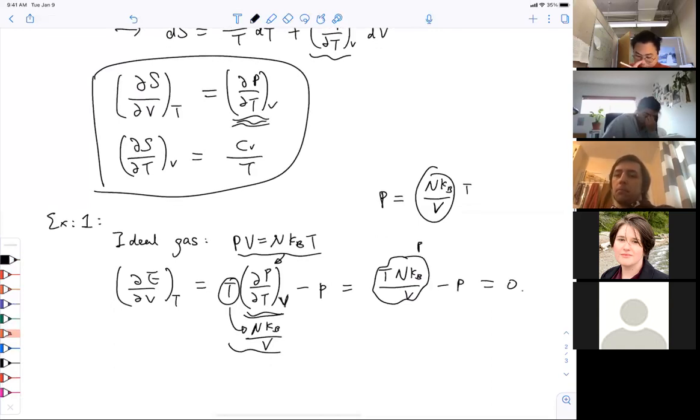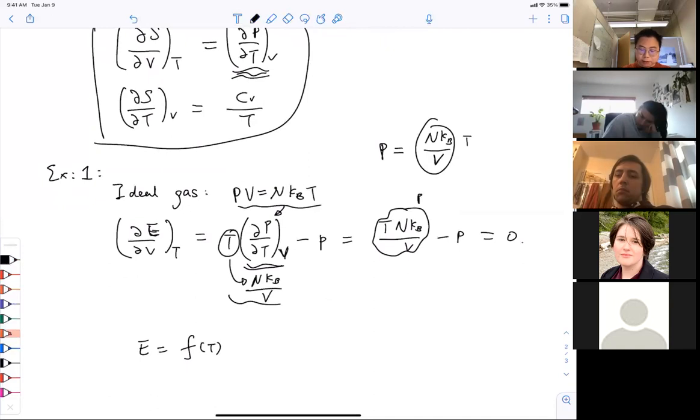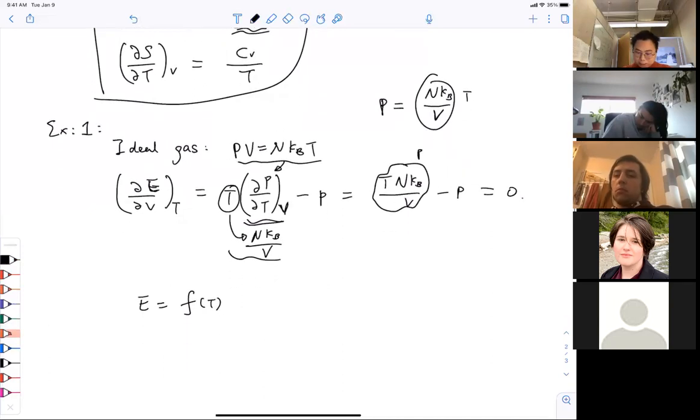And this is 0, meaning that our internal energy only depends on temperature. It's independent of the volume. Of course, we know it's only dependent on the temperature, right?